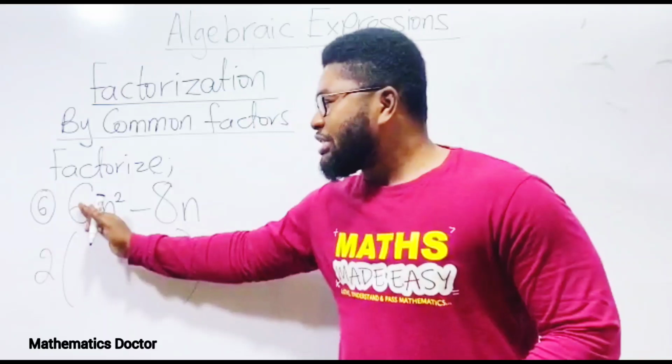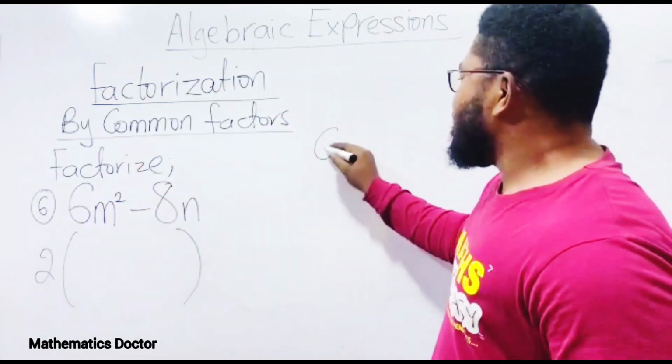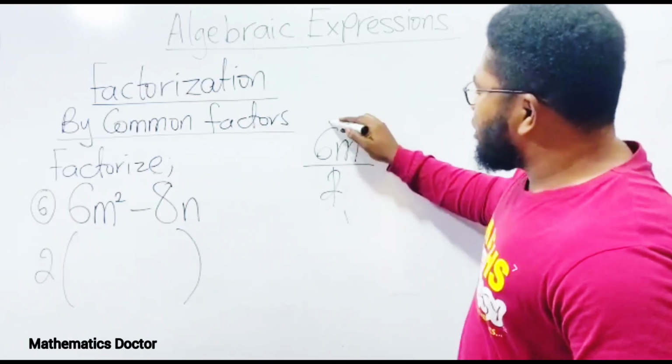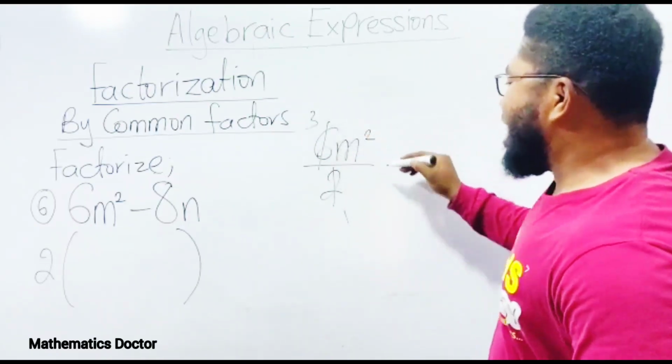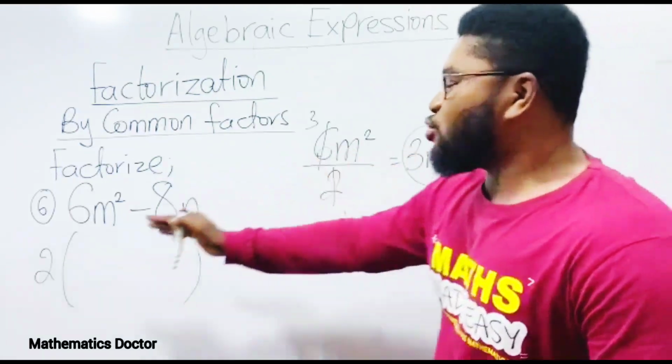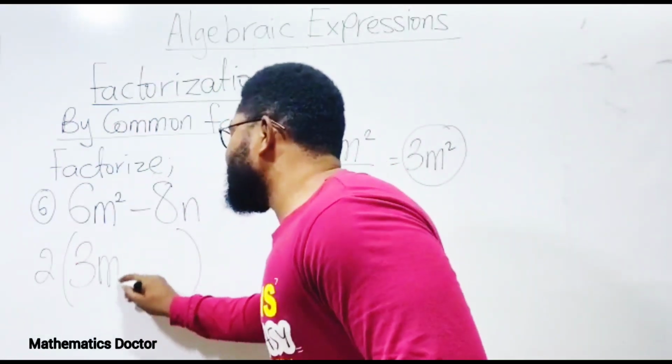Now 2 into 6m squared, which is to say 6m squared divided by 2. 2 here 1. 2 into 6 is 3. So 3m squared becomes our final answer. We put the 3m squared here, so 3m squared.